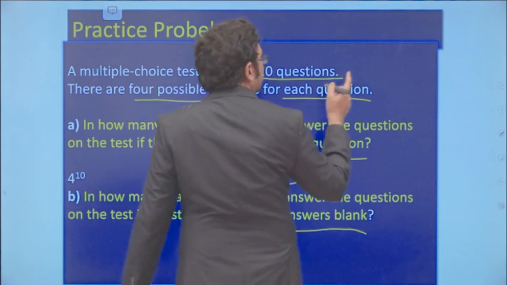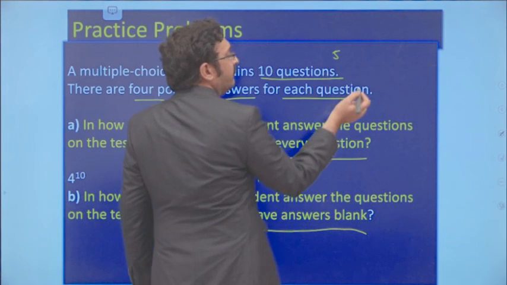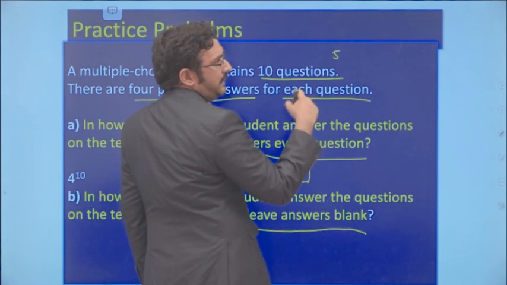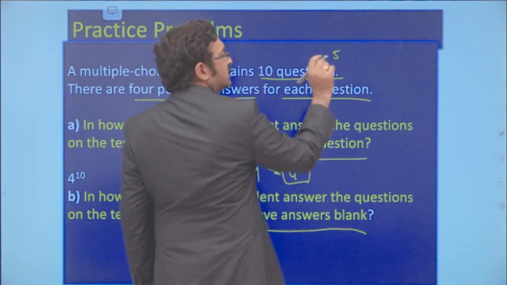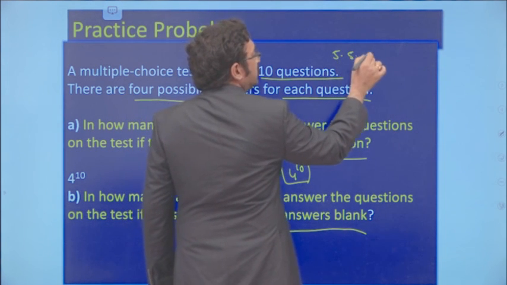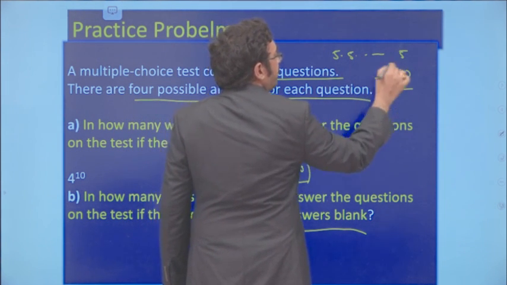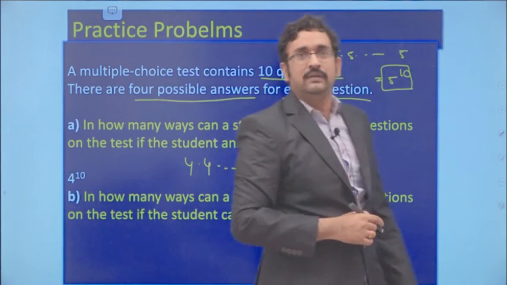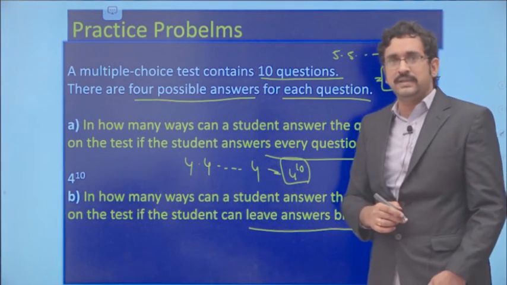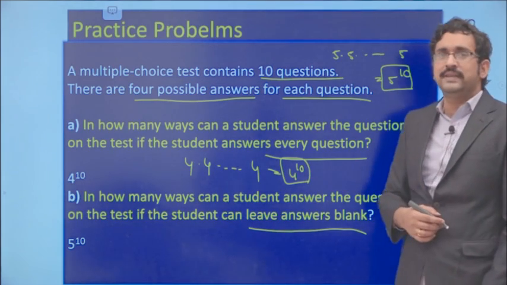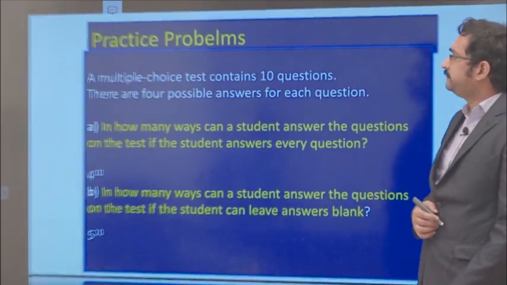So for the first question there will be 5 options. He can choose any of 4 options or he can leave it blank. First question 5 options, second question 5, similarly the last one. So there will be 5 power 10 ways to choose the answers or leave them blank. This is also another example of the product rule.